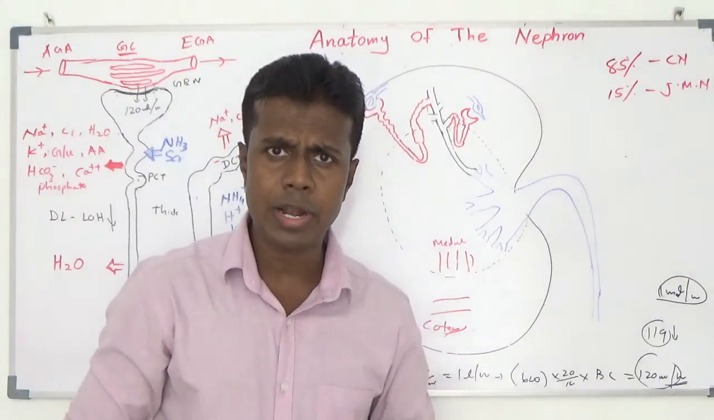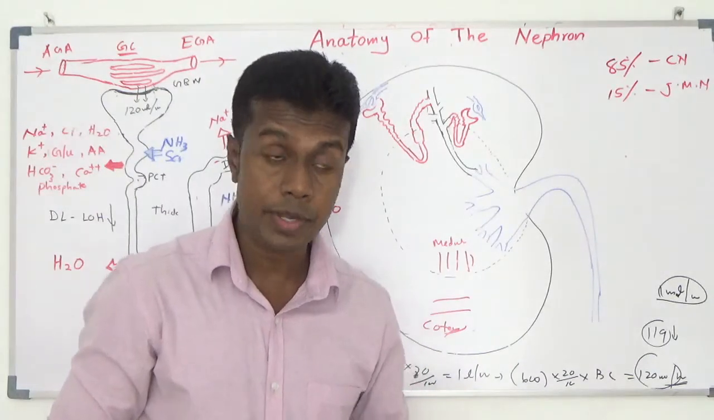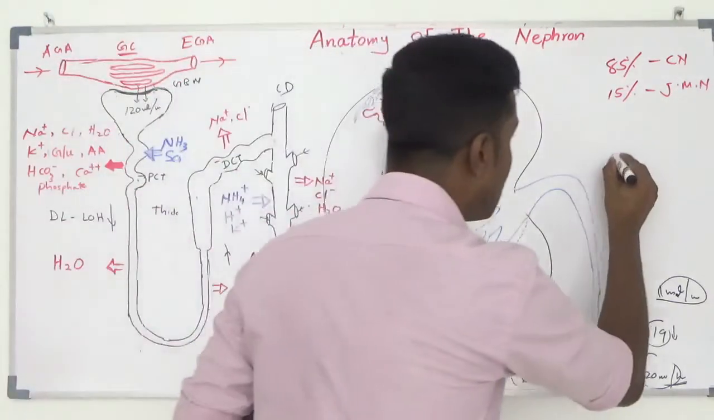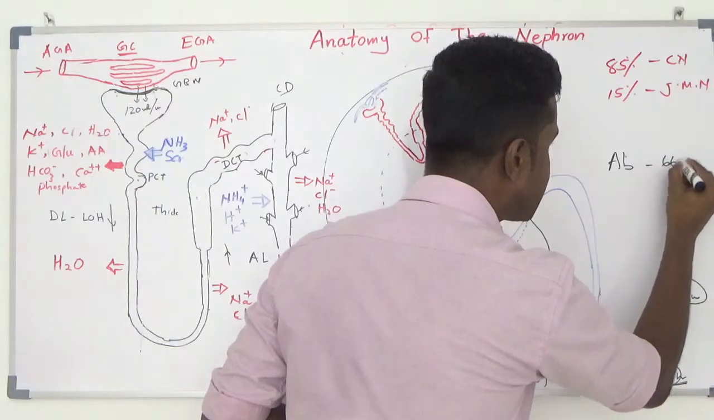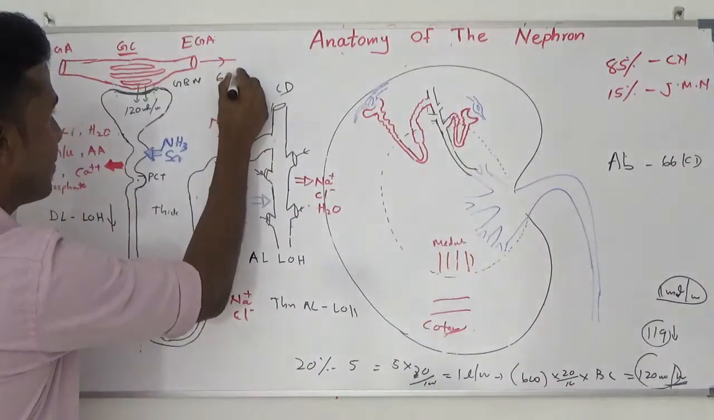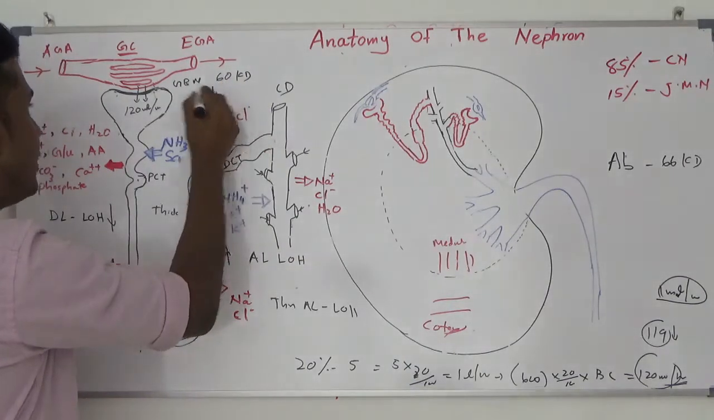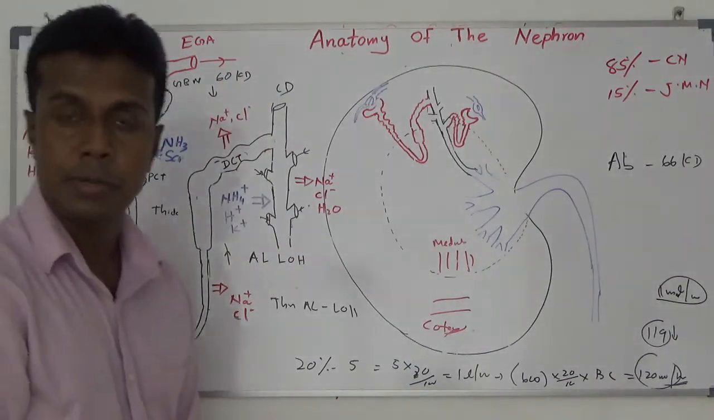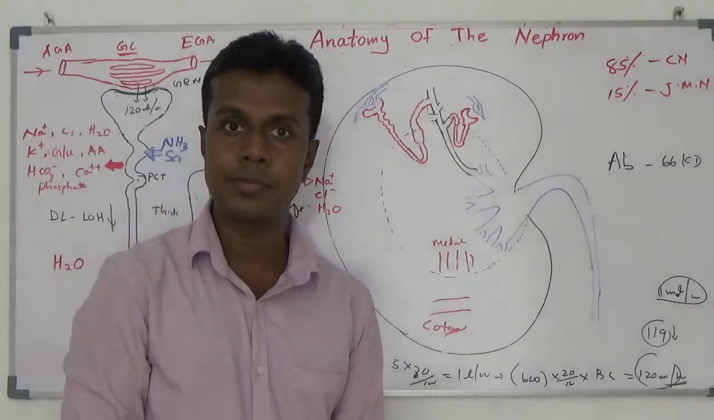What is the molecular weight of albumin? 66 kilodalton. Albumin molecular weight is 66 kilodalton. Molecules less than 60 kilodalton can easily filter via your glomerular basement membrane and come into the glomerular capsule.